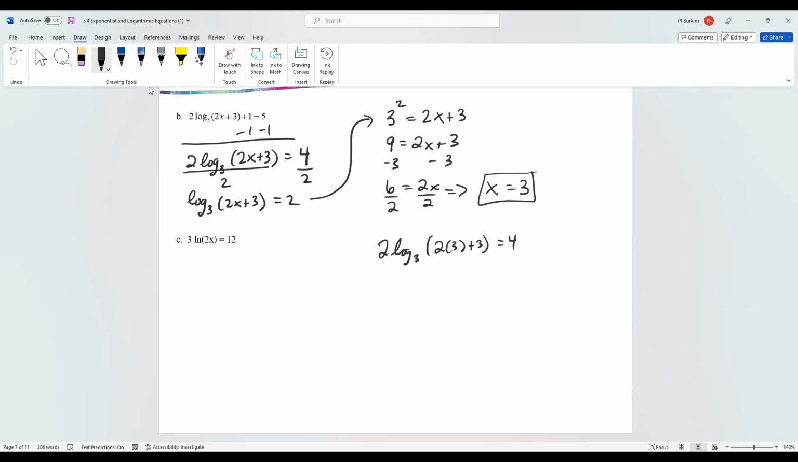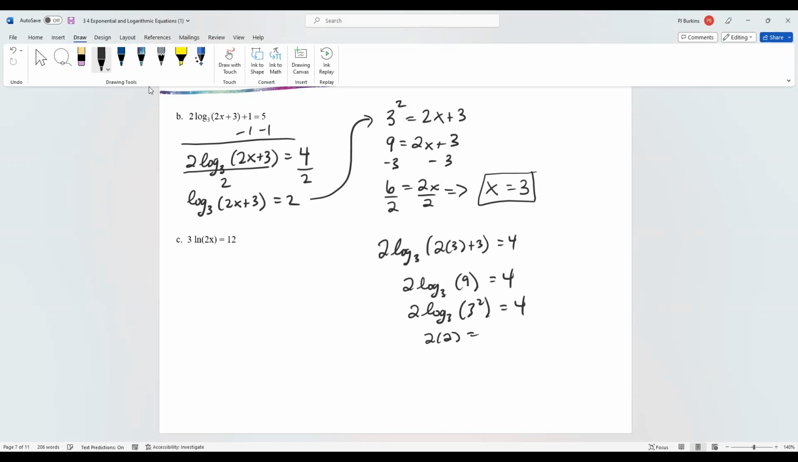All right. So 2 times 3 is 6. 6 plus 3 is 9. I have 2 log base 3 of 9. We know that 9 is 3 squared. So I have 2 log base 3 of 3 squared. 3 squared inside of a log base 3 just becomes the exponent.